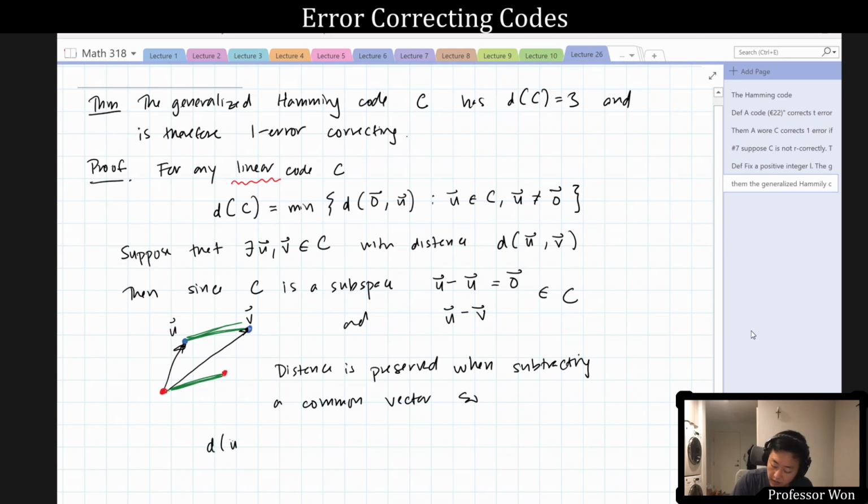So the distance from u to v is the same thing as the distance from 0 to u minus v. And u minus v is in C. In other words, every distance between two vectors in your code is achievable by a distance from 0 to a vector, because it's a subspace, closed under addition and scalar multiplication. Which means that we don't just need to look at every pairwise distance. We just need to look at every vector's distance from 0. Okay, so now we just need to show that for the generalized Hamming code, every vector is distance at least 3 from 0. In other words, every vector has at least 3 ones in it. The distance from 0 is the same thing as the number of ones in the binary string.